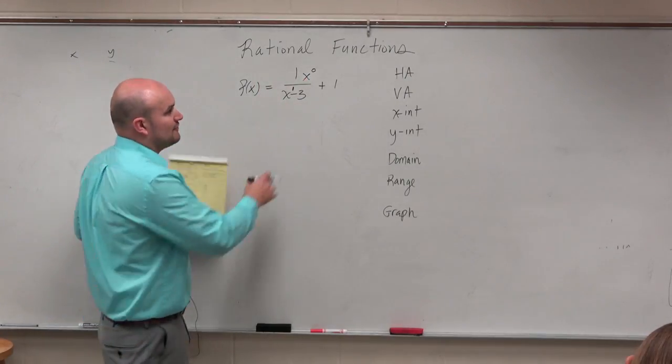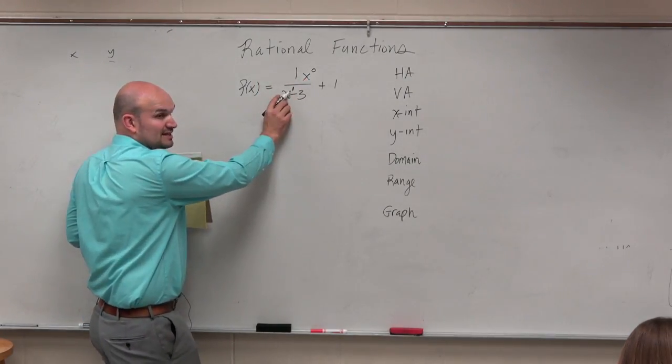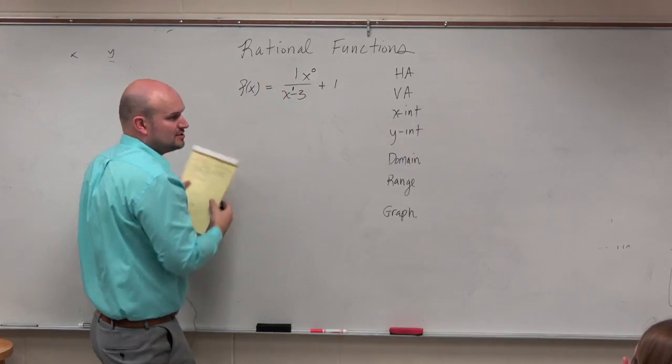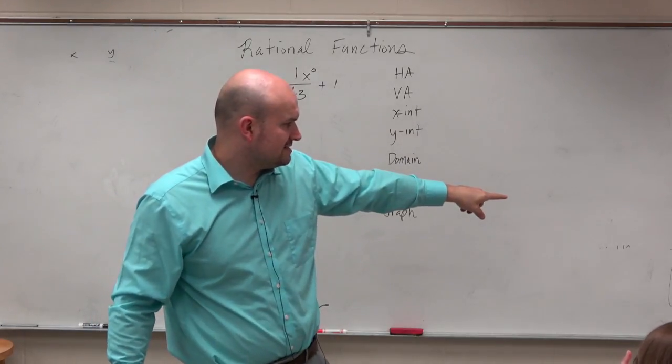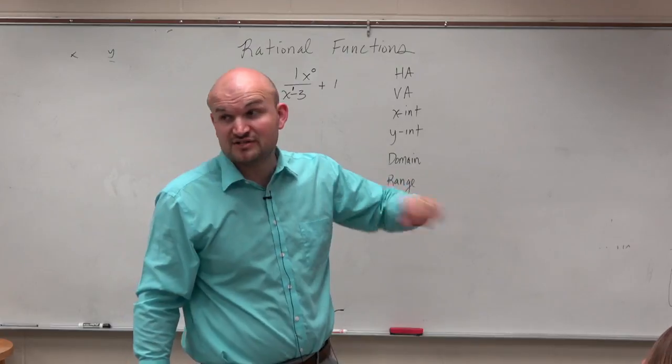All right? Now, if we want to compare our degrees, we obviously know the degree in the denominator is larger than the degree in the numerator. So I go ahead and look at this, and I can see that it's going to be y equals 0.